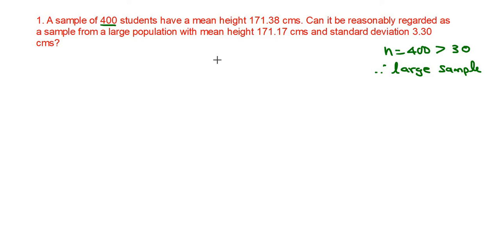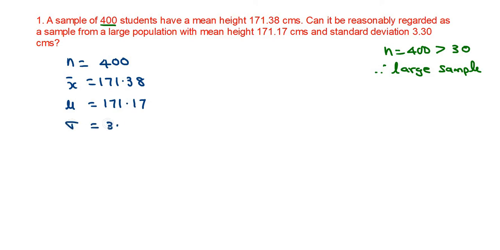So first step, we are going to write the values of the given data. N is equal to 400, and this is the sample mean. X bar is equal to 171.38 centimeter, and this is the population mean. So mu is equal to 171.17 centimeter, and the standard deviation of the population is sigma, which is given 3.3.